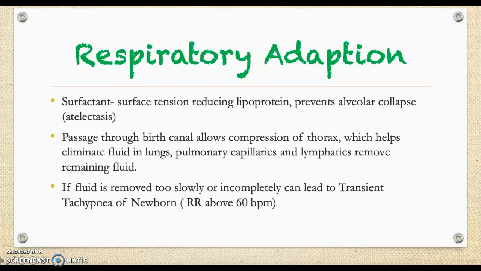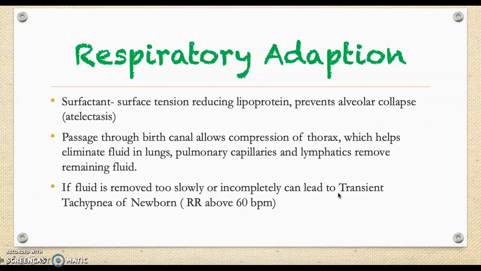Okay, let's finish this slide on respiration. So, as I was talking about, if they don't get this compression of the thorax and the thoracic squeeze, expelling all that fluid, it can lead to TTN, or transient tachypnea of the newborn. Also, if a baby has meconium aspiration or anything like that, you can also get TTN.